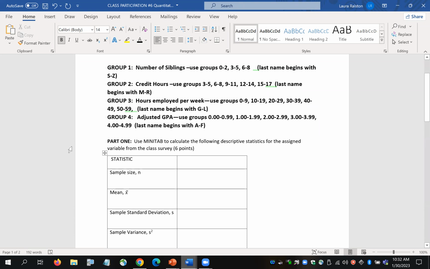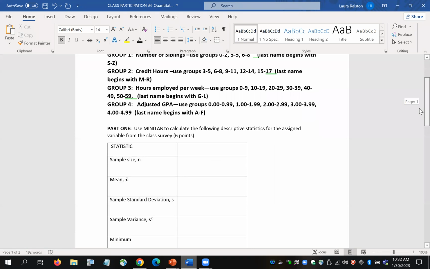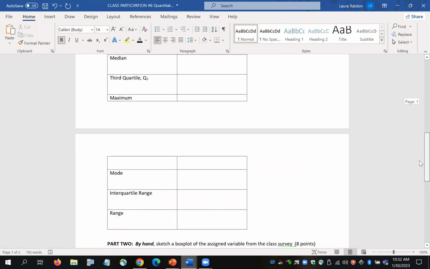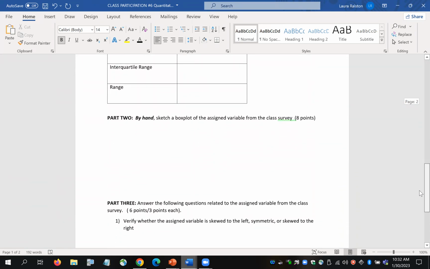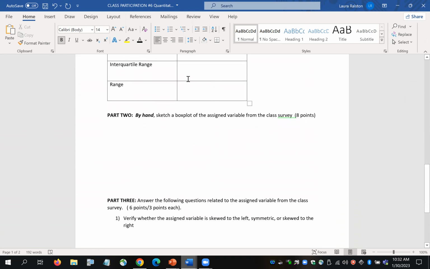Okay, so you're going to do the calculation. So like Rose Jane is going to continue to use the adjusted GPA because her last name starts with A. And so she's going to calculate the descriptive statistics for the adjusted GPA. Then using the 5-number summary, she's going to draw by hand the box plot. Now, if you need to, when you draw the box plot, draw it with paper and pencil, take a picture of it, and then you can post it up to the assignment page.